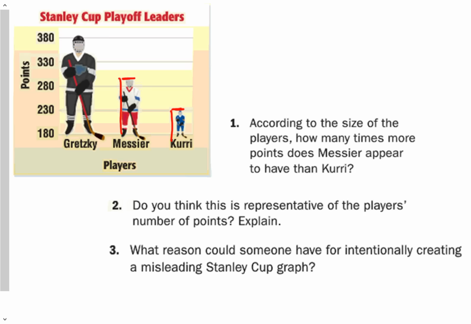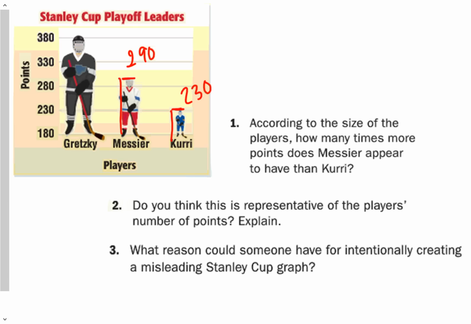And explain. So if you're looking at this, Messier has about 290 points, and Curry has about 230 points. According to size, it should be twice the amount. But 290 is not double the points of 230. It's only a difference of about 60 points. So the graph is a little bit misleading.